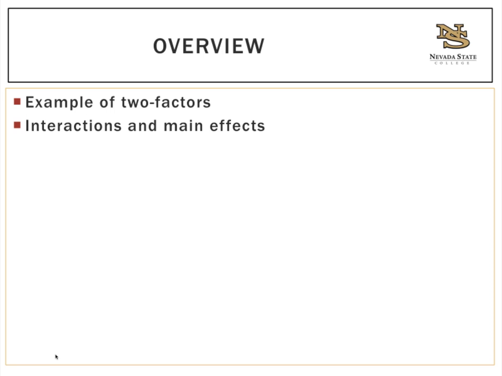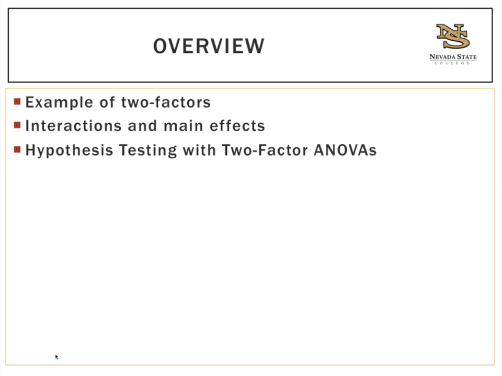This lecture will cover a few things. First, we'll start with an example, actually two examples of some studies that have more than one factor. So specifically, we'll be looking at two factors and how they might interact. From there, we'll move on to defining and understanding interactions and main effects within a two-factor ANOVA. And then moving on to hypothesis testing with two-factor ANOVAs.